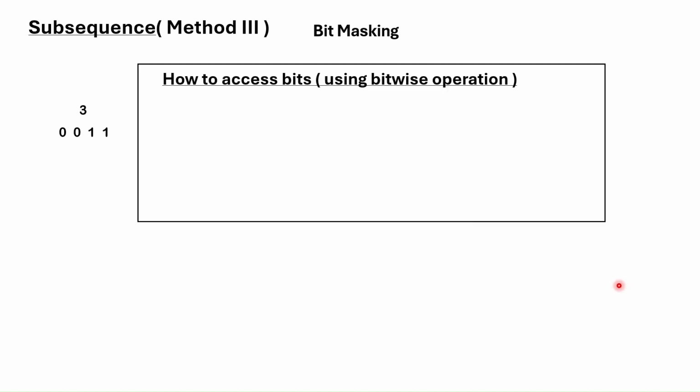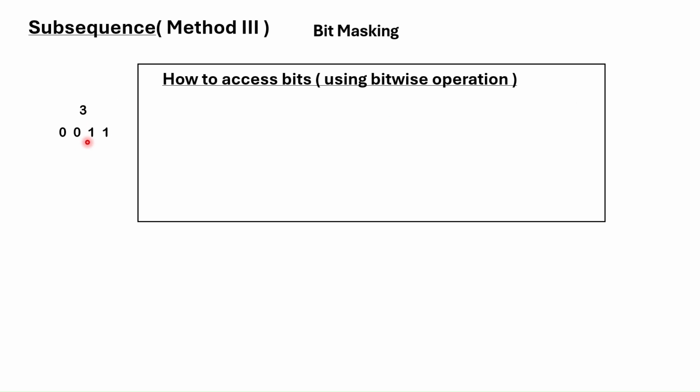So before going to the algorithm of bit masking, let me tell you how to access the bits using bitwise operations. One method you might already know is to manually generate all the bits using loops and division, by dividing 3 by 2 and keep dividing it by 2. But I'll be telling you how to access these bits using the bitwise operation.